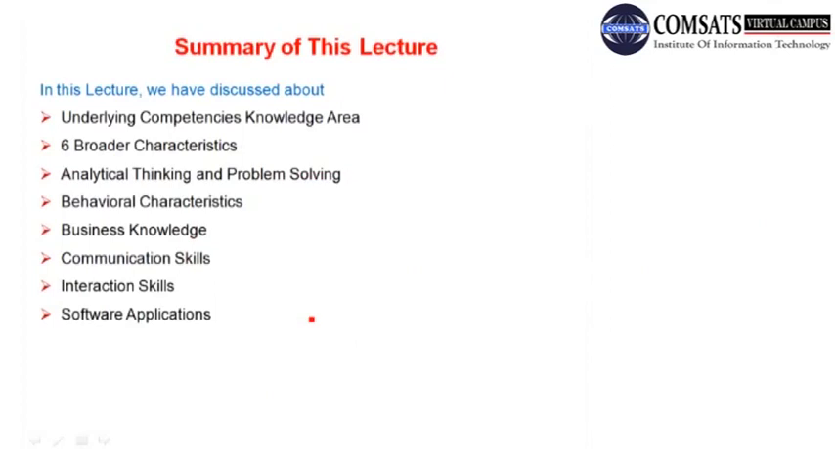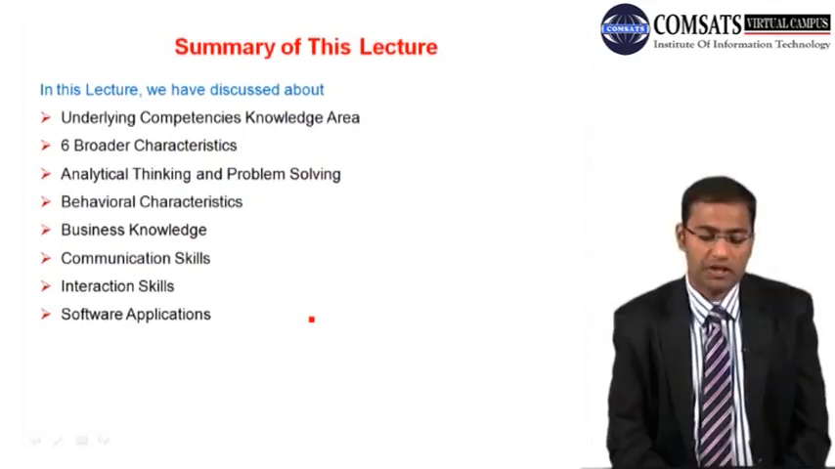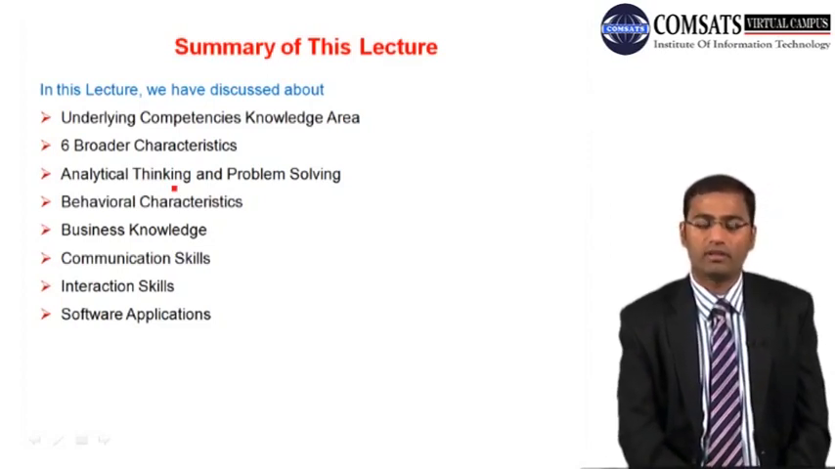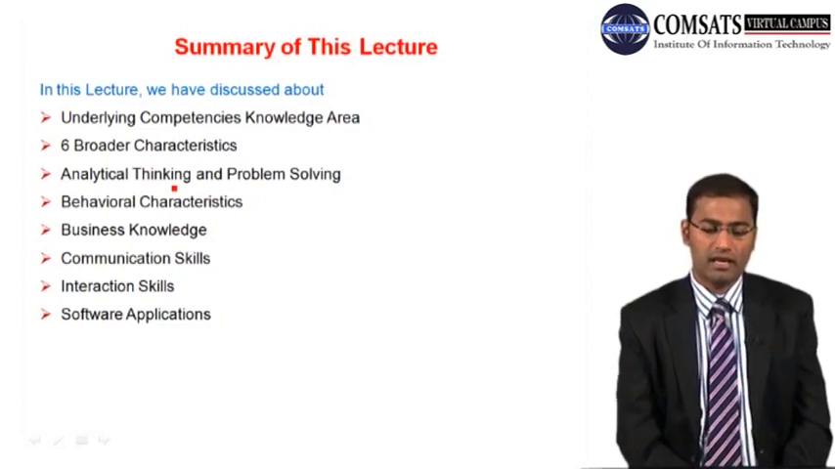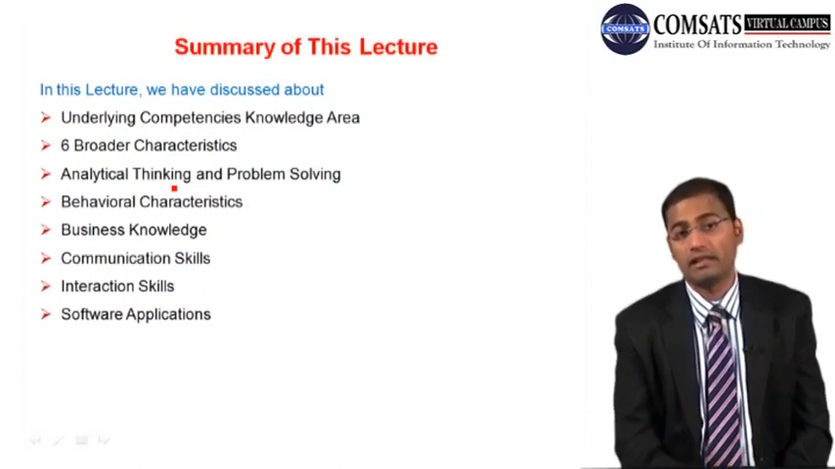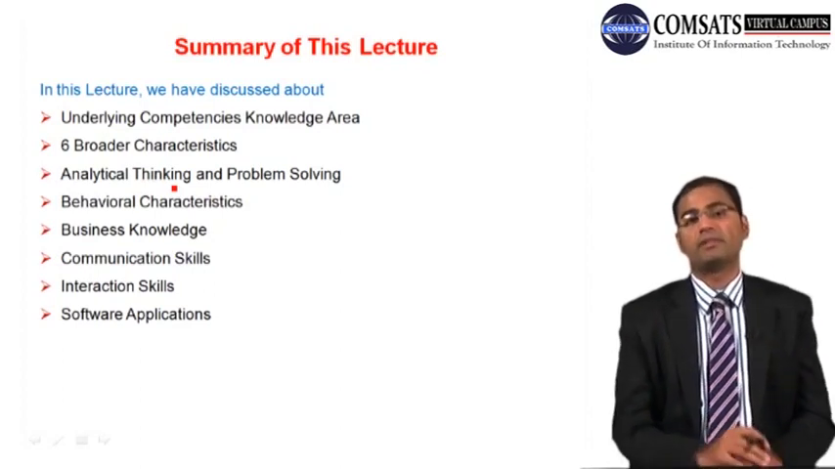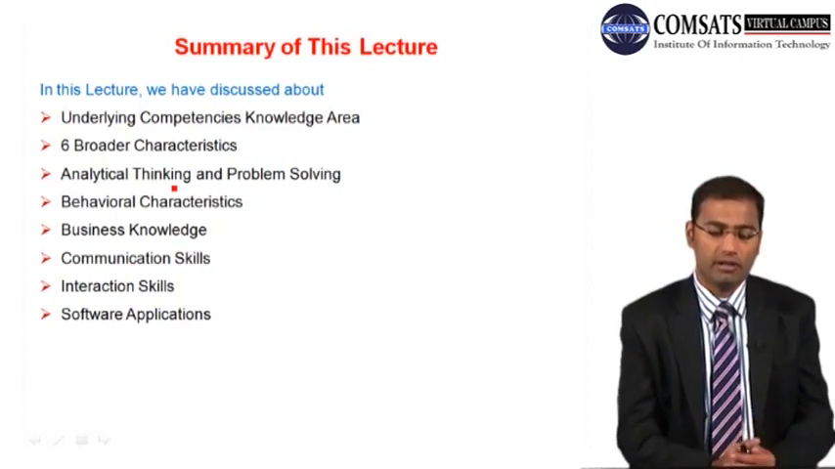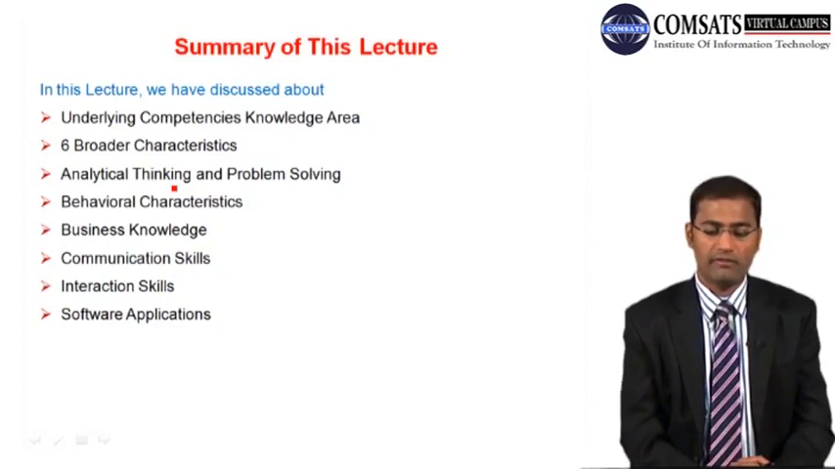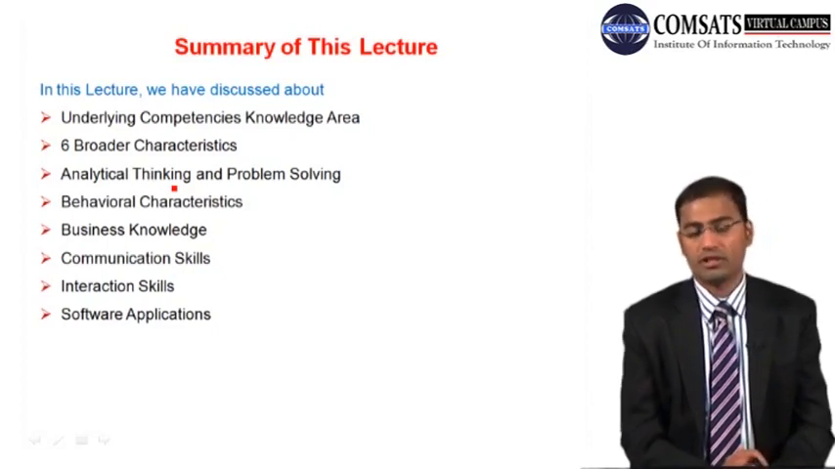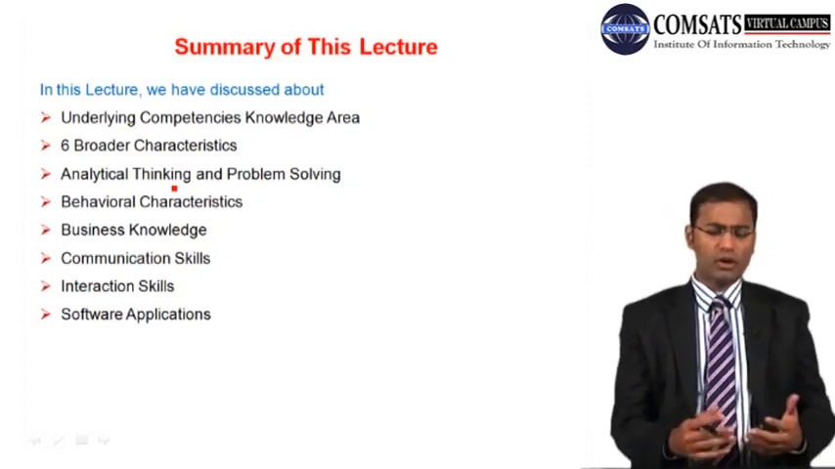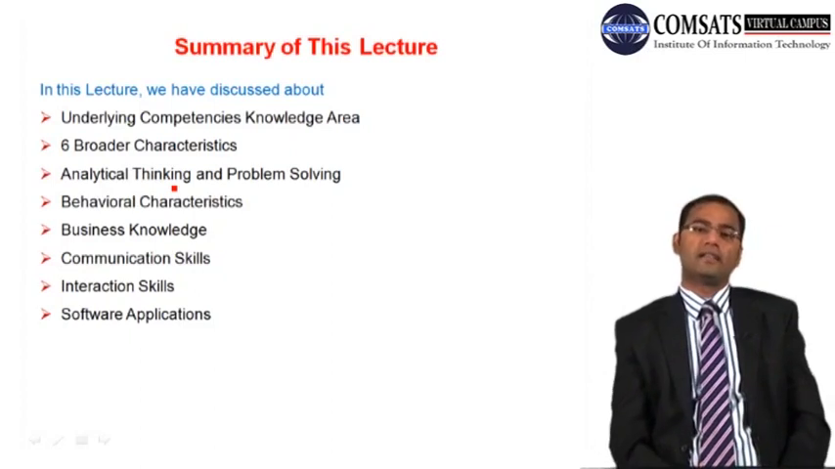Okay, so let's have the summary of today's lecture. In the last, there are 6 types of characteristics groups we had discussed, and we had talked about the competencies, and we also discussed that these competencies are not only for business analysis, they can be useful in other fields too. Then the analytical thinking and problem solving group, and behavioral characteristics, business knowledge, communication skills, how interaction skills are important, and software applications, how important knowledge of these is for a business analyst.